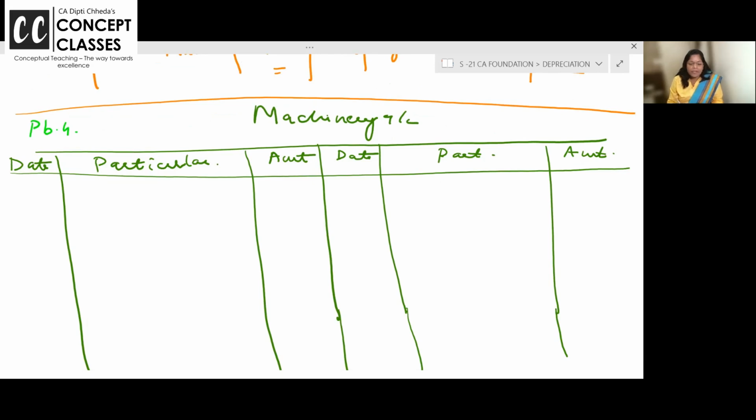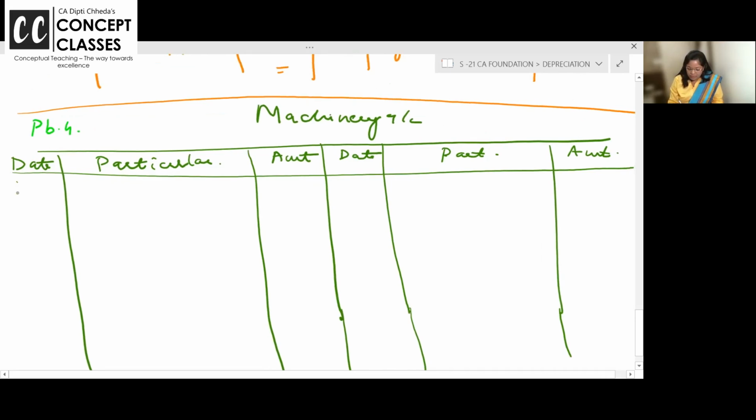First, you have imported the machine on 1st of October 15. Machinery account debit to bank 1,28,000. Now, on the same date, we have done other expenses which we should capitalize.